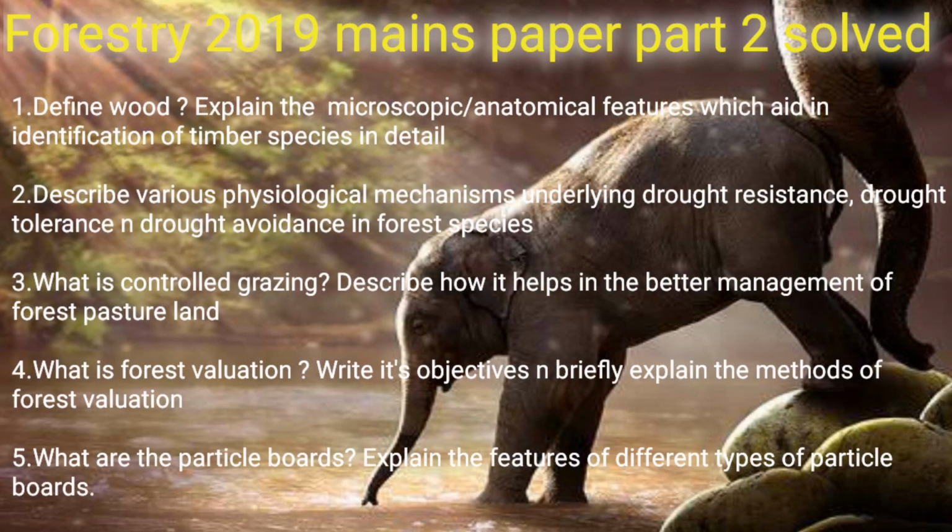Coming to the fifth question: what are particle boards? Explain the features of different types of particle boards. Particle board is a board made up of fragments of wood and other lignocellulosic materials bonded with organic binders with the help of one or more agents like heat, pressure, humidity, catalysts, etc. This is made from chips, flakes, splinters. The main types are chipboard, flake board, shaving board.